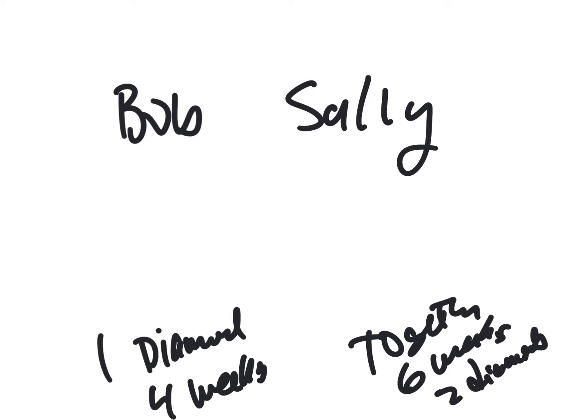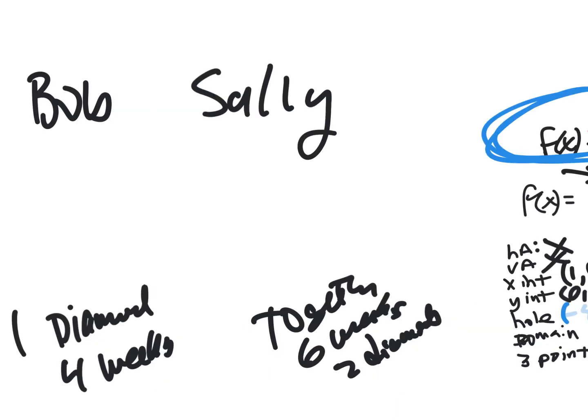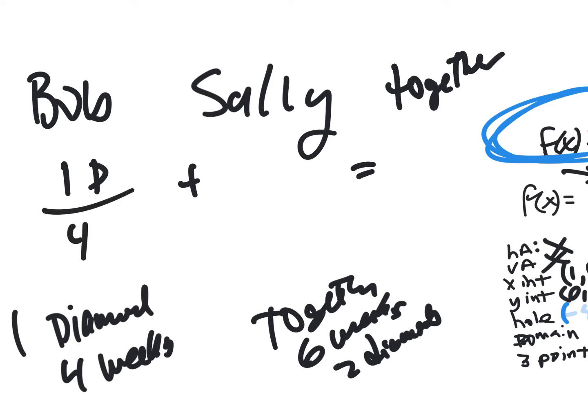Remember, it's always a rate plus a rate equals a rate. I'll pause for a second while you try to put this together. In a moment, you'll be comparing with the kid next to you. And check the kid next to you and see if your equations are set up the same as theirs. Okay, here's what you should know about these. It's always a rate plus a rate equals a rate. Bob's rate was known. It was 1 diamond per 4 weeks.